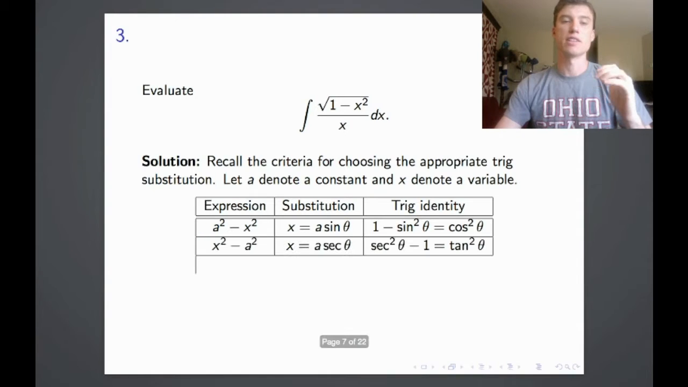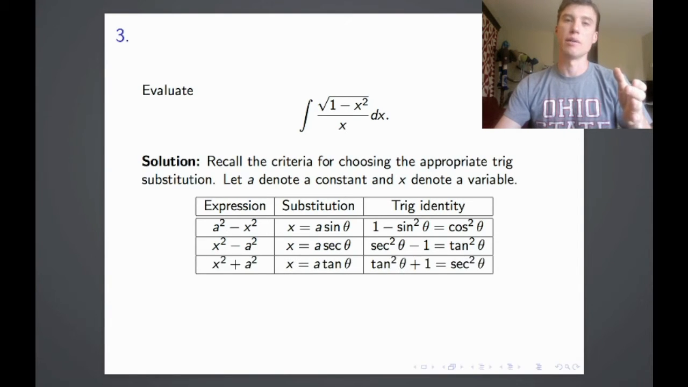If we have the expression x squared minus a squared, the substitution required is x equals a secant theta, based on the trig identity secant squared theta minus 1 is equal to tan squared theta. Finally, if our expression is x squared plus a squared, our substitution will be x equals a tangent theta, based on the identity tangent squared theta plus 1 is equal to secant squared theta.